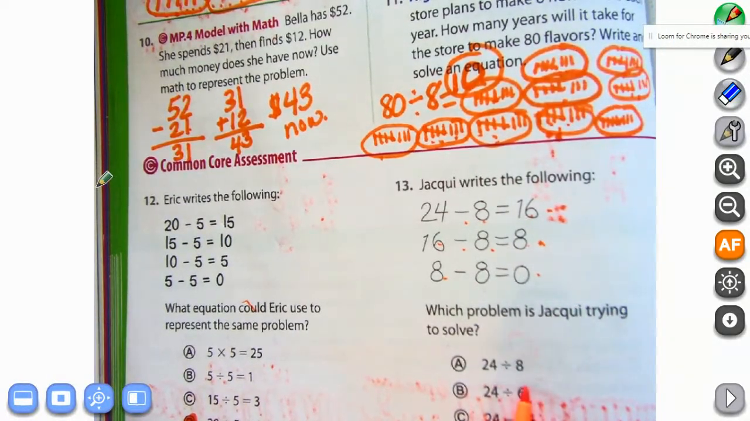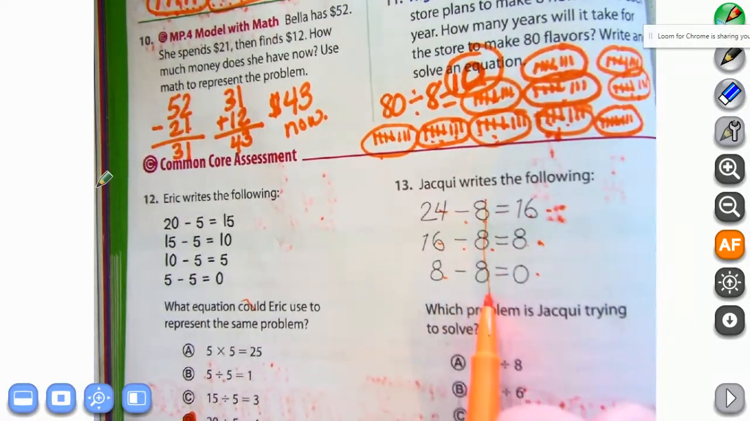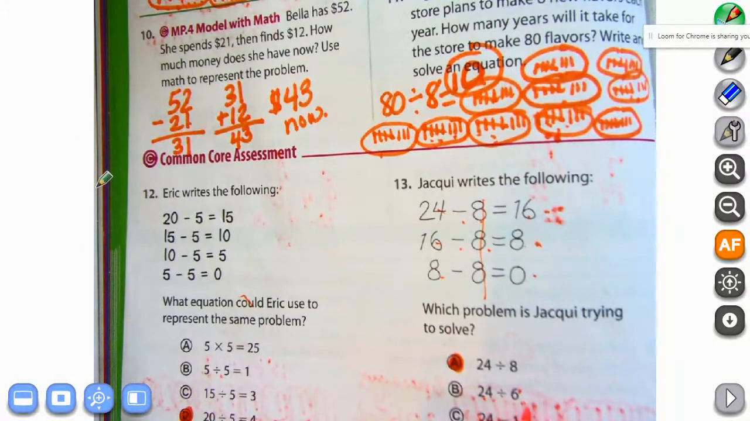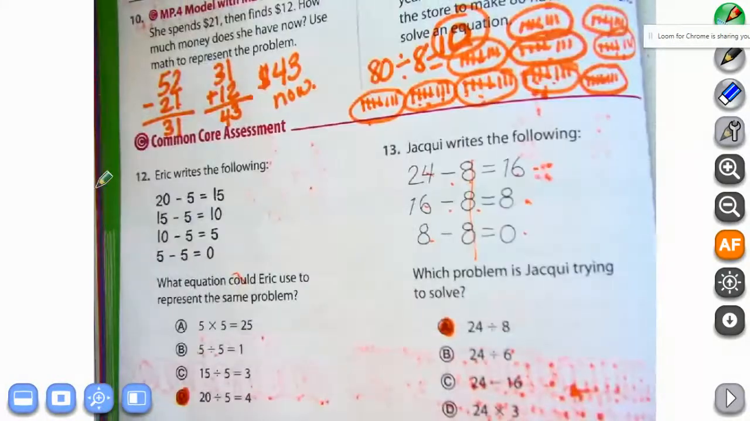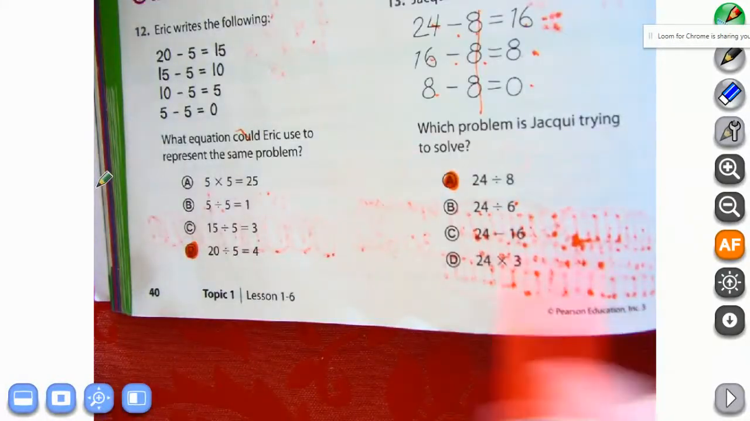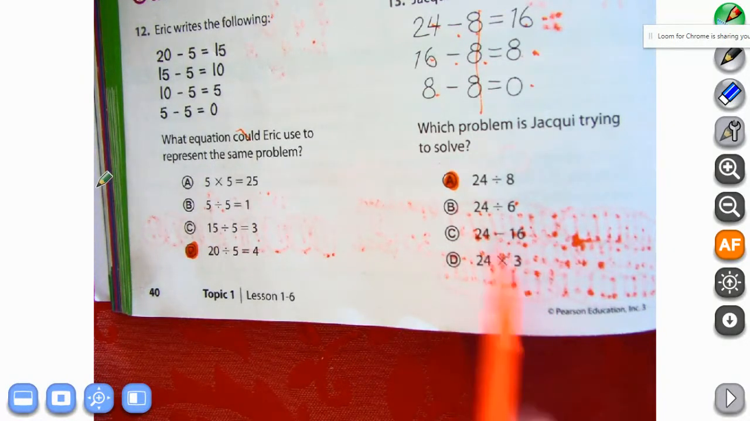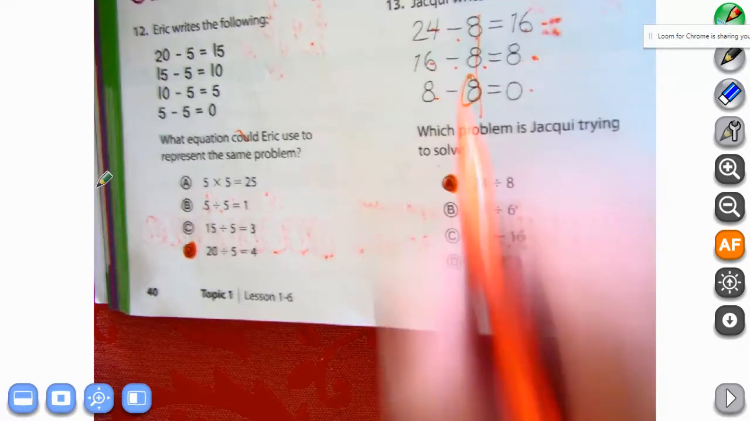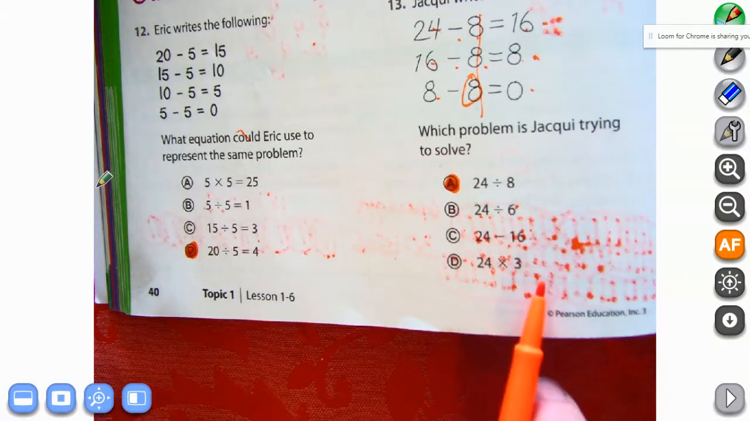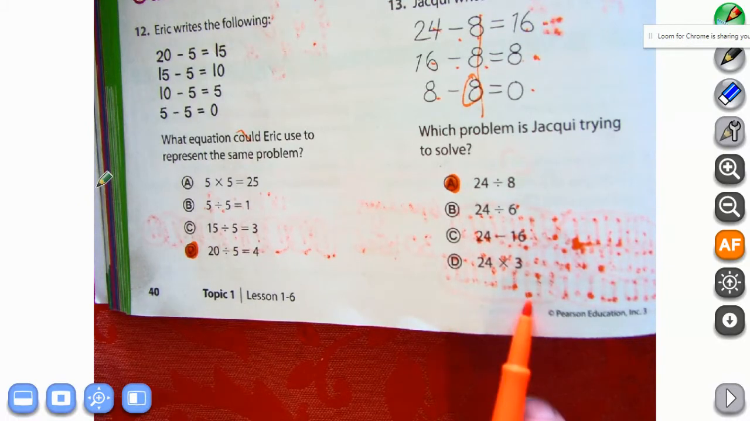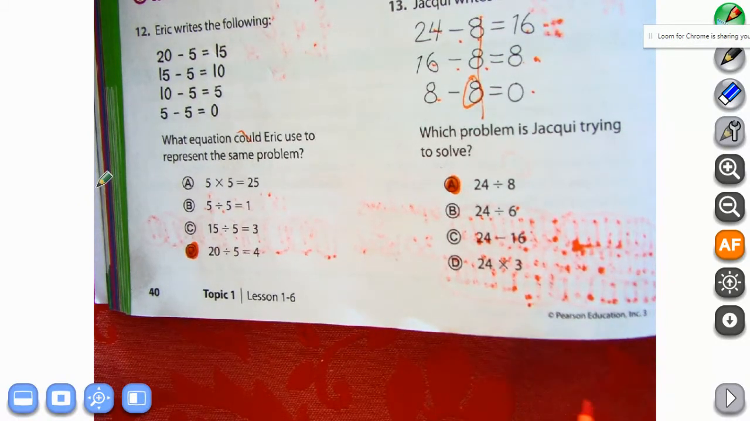24 divided by 8. Looks like she's breaking it up by 8s, so that sounds right. 24 divided by 6. Well, I don't see a 6 there. 24 minus 16. No. We're doing repeated subtraction by groups of 8. 24 times 3. That would be 24 plus 24 plus 24. That'd be too much. So A is our answer.